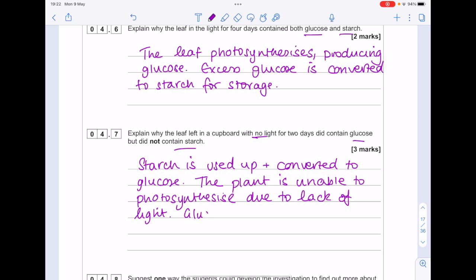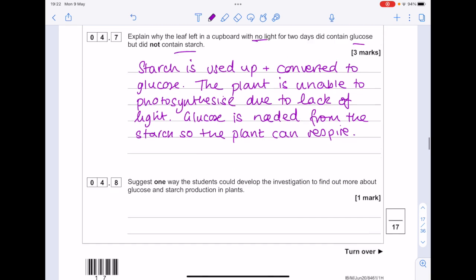Why is the glucose needed? So that the plant can carry out respiration. Because remember, respiration is that number 1 living organism process. Do not confuse respiration and photosynthesis.